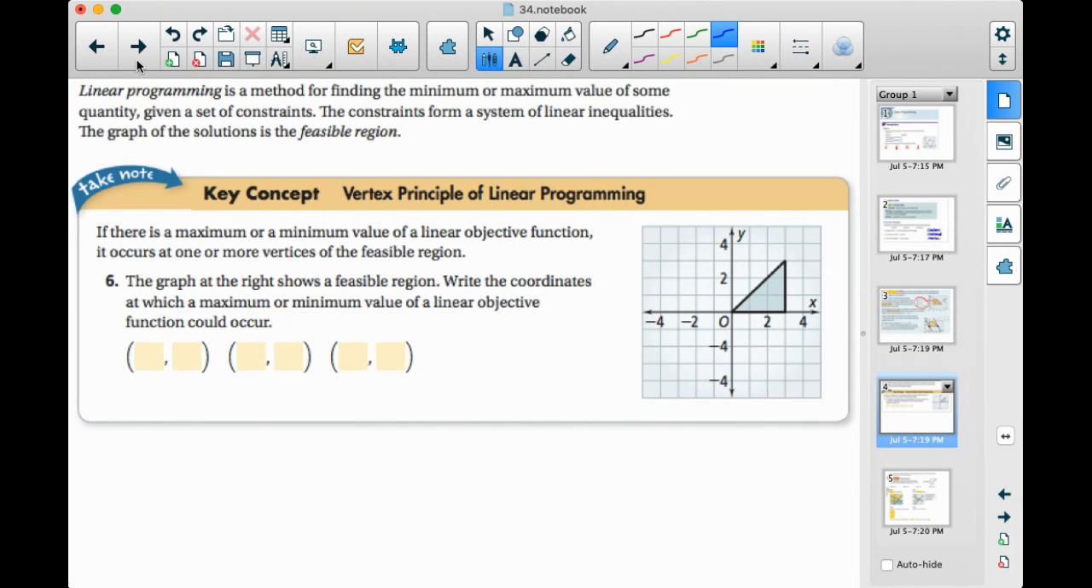Linear programming is a method of finding the minimum or maximum value of some quantity, given a set of constraints. The constraints form a system of linear inequalities. The graph of the solution is the feasible region. All right, the vertex principle of linear programming.